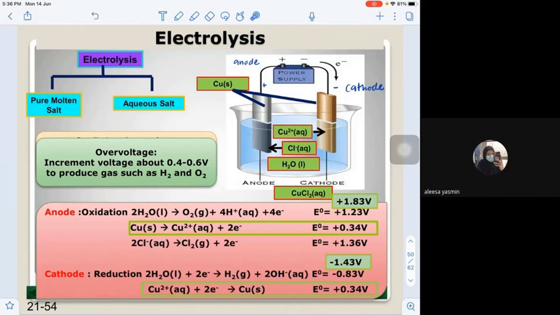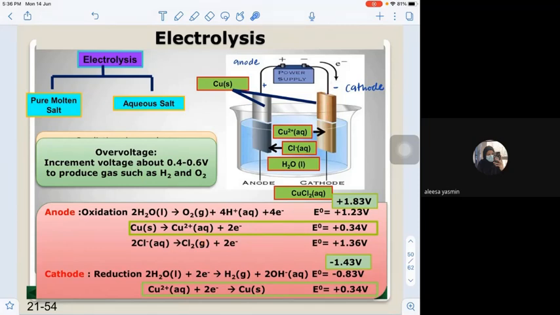You can refer to this in your table. Copper solid, when it is oxidized, turns to Cu2+ and 2 electrons with an E° of positive 0.34 V. So this is the third possible reaction that can happen at the anode: oxidation of H2O turns to oxygen gas, oxidation of copper turns to Cu2+, oxidation of chloride turns to Cl2 gas.